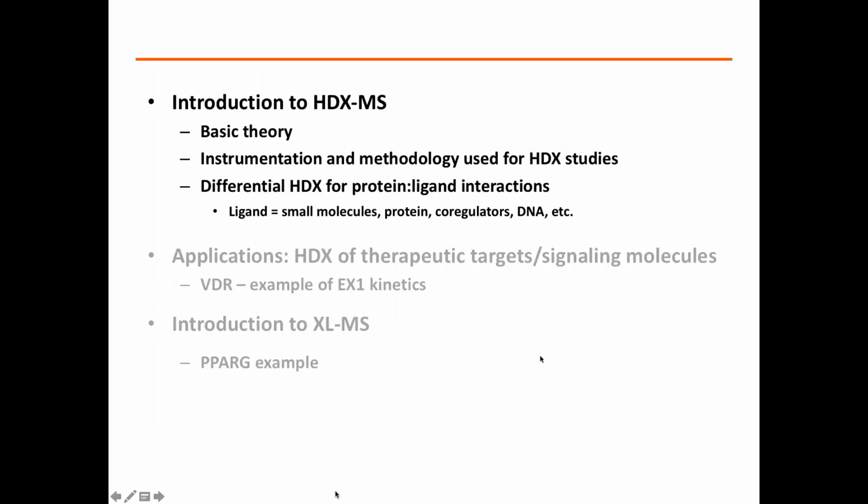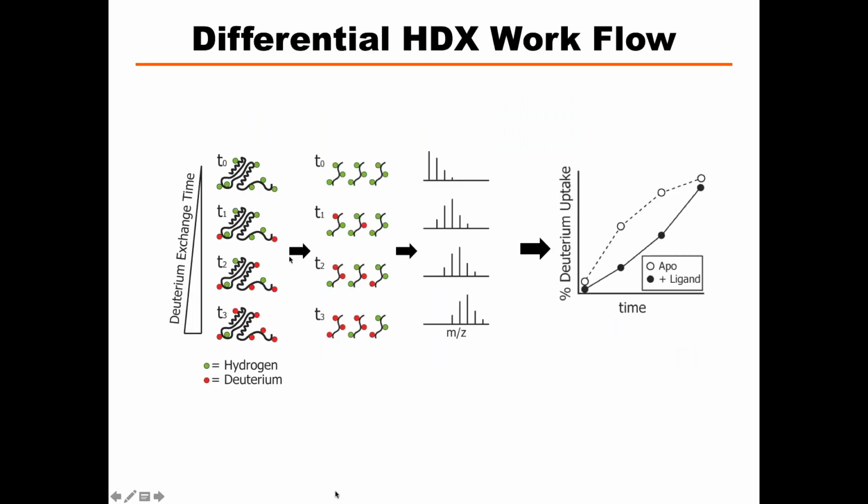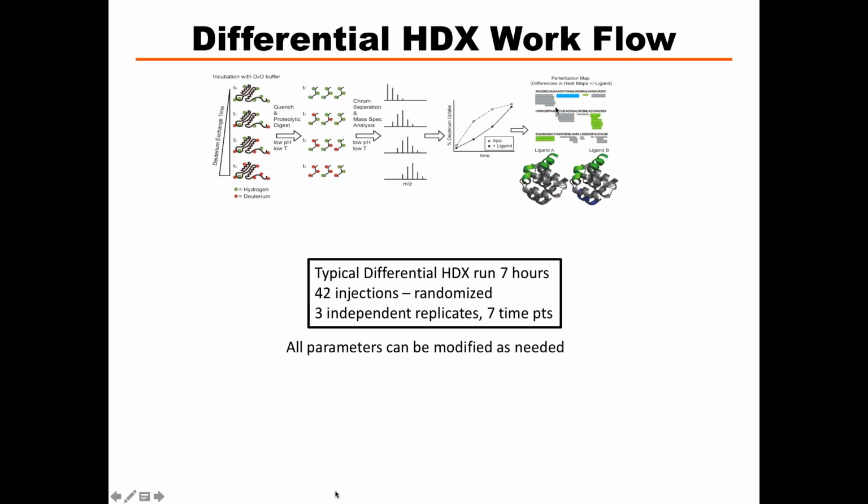Now I'm going to go quickly into differential HDX. The workflow looks identical, except now we're doing sample A versus sample B, and we're looking for regions where there are changes. We can overlay that onto a heat map. So now this is not the intrinsic exchange or the exchange behavior of the APO. This is the regions within the protein that are differentially exchanged, and then you can overlay that on the three-dimensional structure.